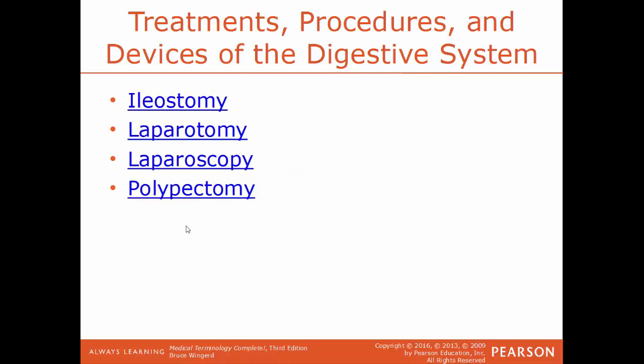Ileostomy. This is the creation of a colostomy, but in the ileum part of the small intestine. The ileum is the last part of the small intestine. Laparotomy is a surgical incision into the abdominal cavity, which would be related to laparoscopy, which is a visual examination of the abdominal wall and abdominal cavity. And the last term here, polypectomy, is the surgical removal of a polyp.